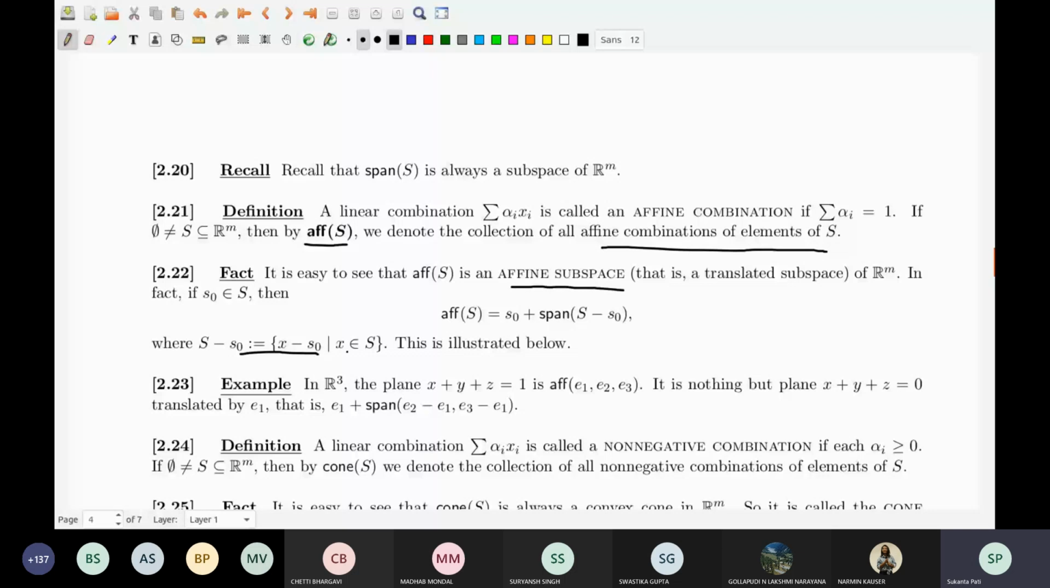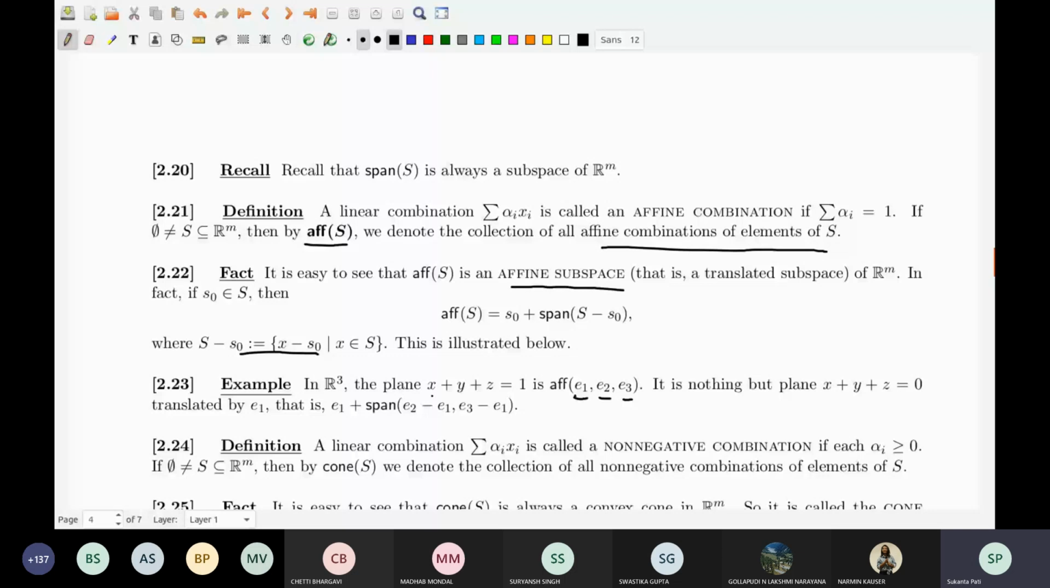Okay, for example, let me talk about this example. Suppose you are in R3, you look at e1, e2, e3. e1 is (1, 0, 0), this is (0, 1, 0), (0, 0, 1). These are standard names, so I shall be using them. So imagine these three points. If you take these three points, consider the plane that passes through them. That plane is x plus y plus z equal to 1.